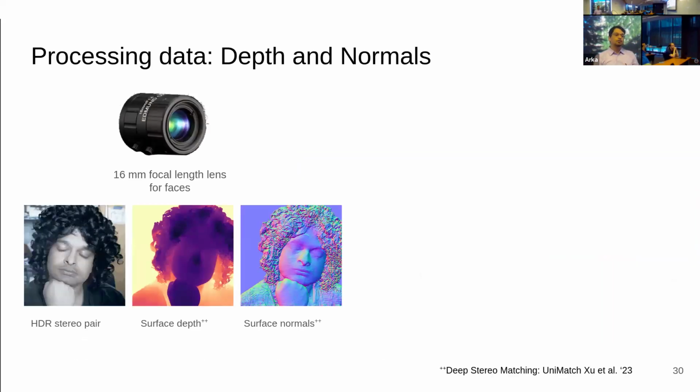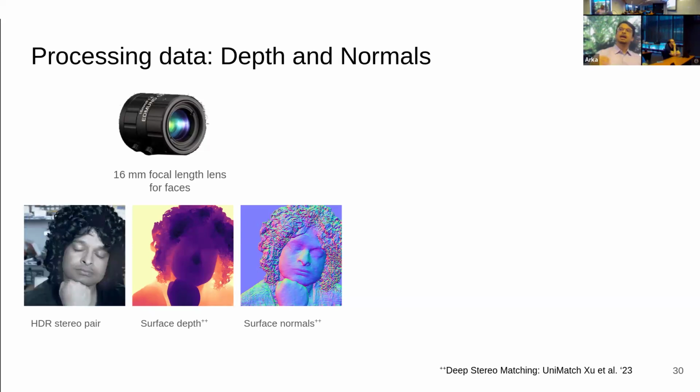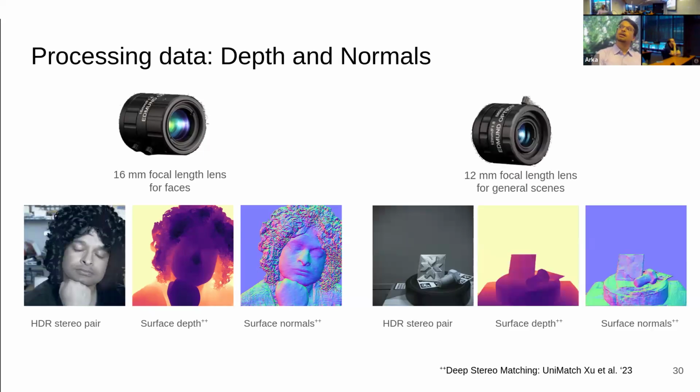Okay, let us look at how we process the captured data. For scenes where we image human faces, we captured those scenes using a 16mm focal lens, and we image the subject from about 400 to 500 millimeters away. We captured a stereo pair. We used deep stereo matching to get surface depth, and we obtained surface normals as gradients of depth.